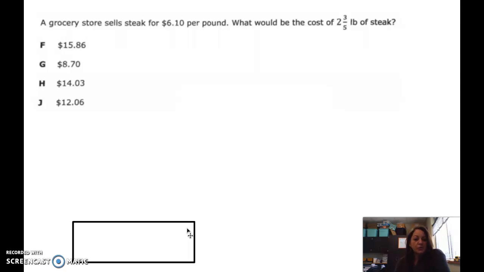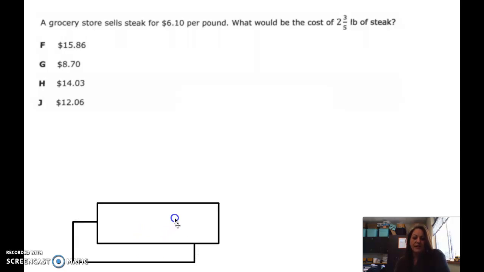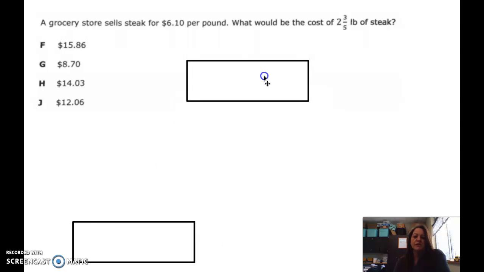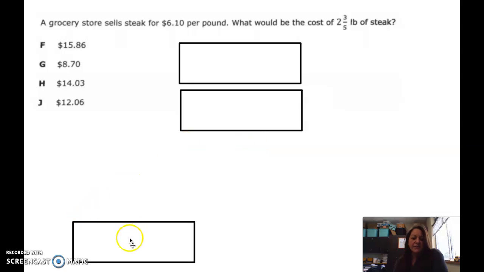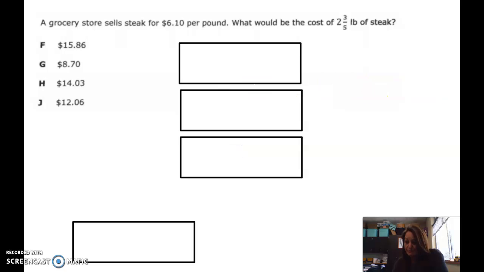So it starts with a grocery store sells steak for $6.10 per pound. What would be the cost of 2 3/5 pounds of steak? Well, first of all, I've got 2 3/5 pounds of steak. So I'm going to use one of these rectangles to represent 1 pound of steak. So I've got 2 3/5, so there's my second. It's going to represent my second pound of steak. And then I don't have a third pound, but I'm going to need another bar in order to represent that.